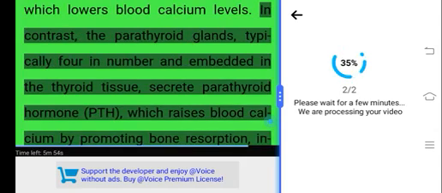In contrast, the parathyroid glands, typically 4 in number and embedded in the thyroid tissue, secrete parathyroid hormone, PTH, which raises blood calcium by promoting bone resorption, increasing renal calcium reabsorption, and enhancing intestinal absorption via activation of vitamin D.